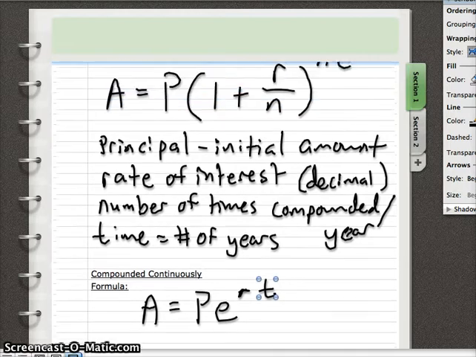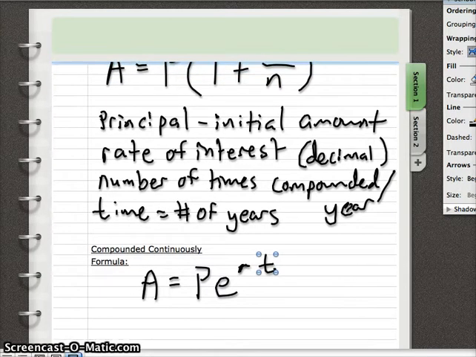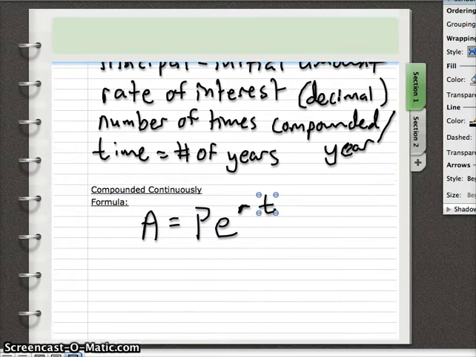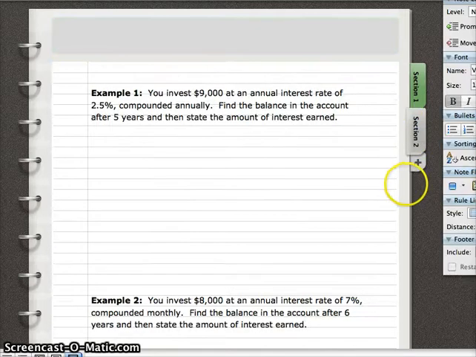Alright, so hopefully you wrote all those down. I'm going to be moving kind of quickly through the next problems. Let's use these two formulas, see when we use each of them, and how we can compare them. So we've got this first example. If you invest $9,000 at an annual interest rate of 2.5% and it's compounded annually, find the balance in the account after 5 years and state the amount of interest earned.